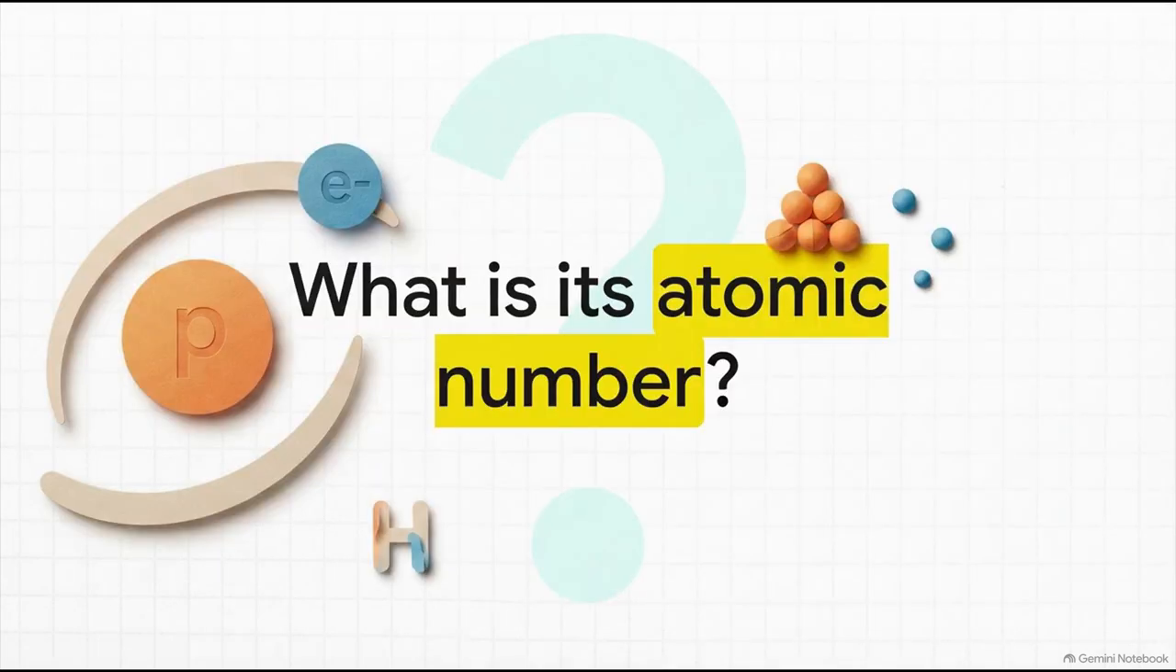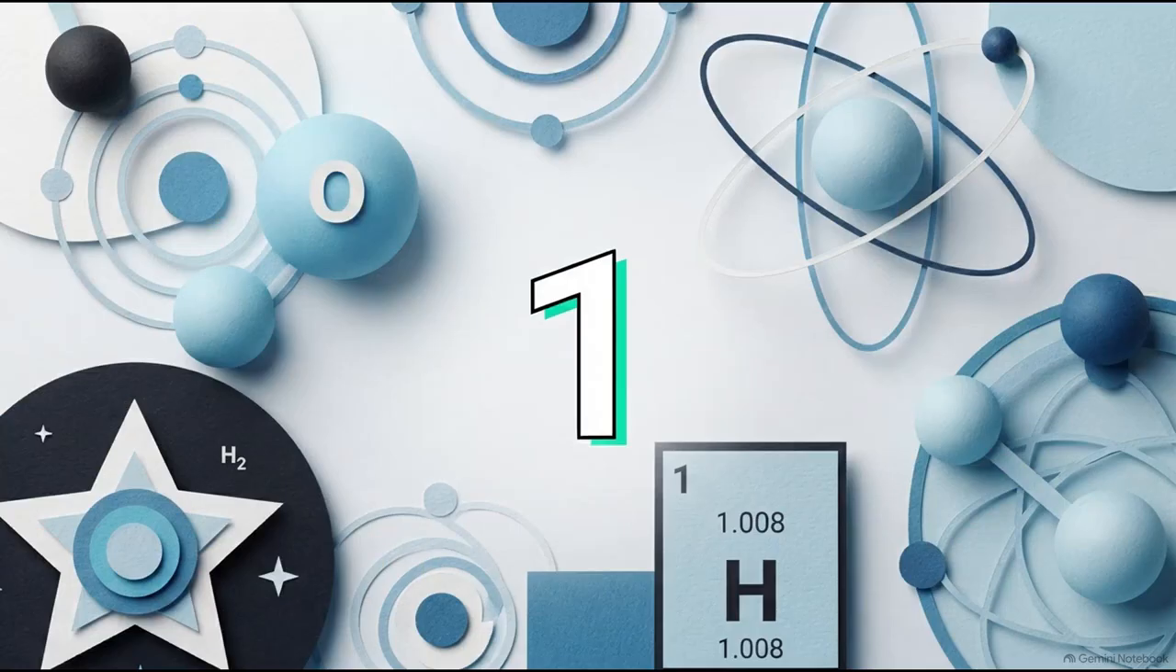What is hydrogen's atomic number? Think about its protons and electrons. Exactly. The atomic number is 1. It is number 1 on the periodic table for a reason, right?